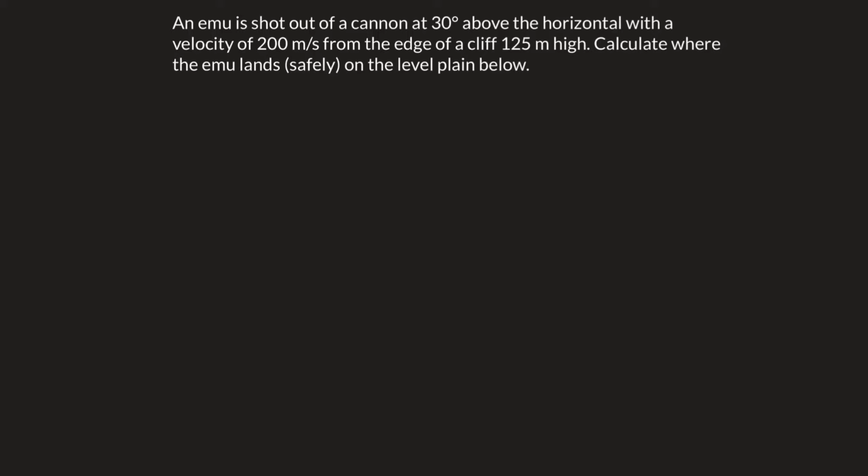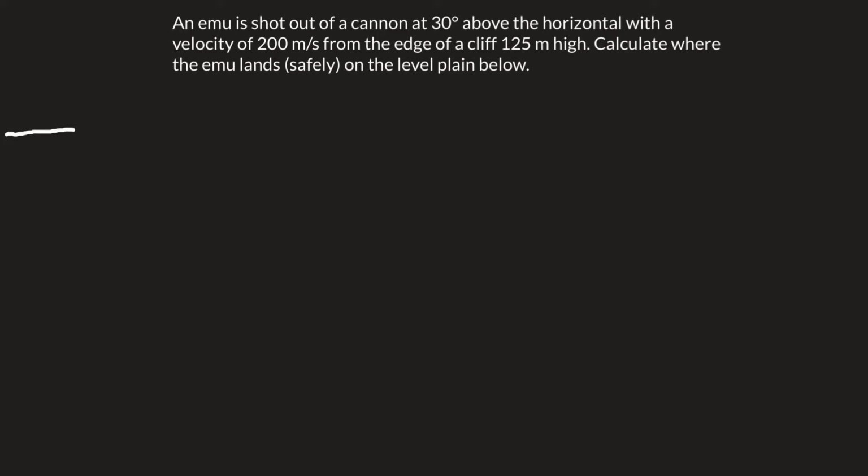In our next example, we have an emu that is being shot out of a cannon 30 degrees above the horizontal with a velocity of 200 meters per second from the edge of a cliff that is 125 meters high. We are asked to calculate where the emu is going to land safely in the valley below. So we should start off as always, if you can, sketch a picture.